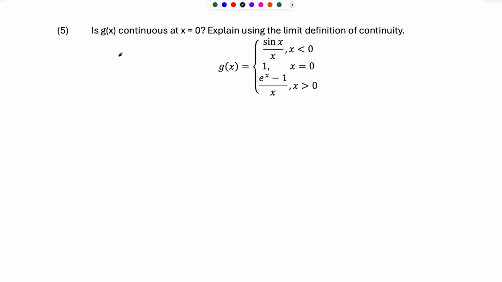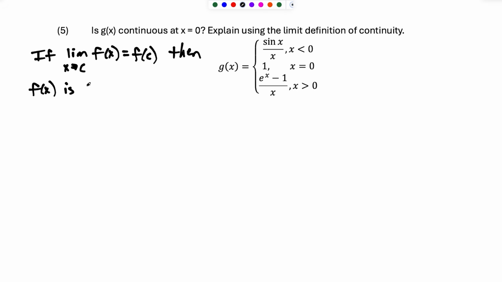Question 5 is g of x continuous at x equals 0, and we have to explain using the limit definition of continuity. So for this one, we have to know that if the limit as x approaches c of f of x is equal to f of c, then we could say that f of x is continuous at x equals c. Okay, so this is a good definition to know for a calc final. This is something that we just have to be able to use.